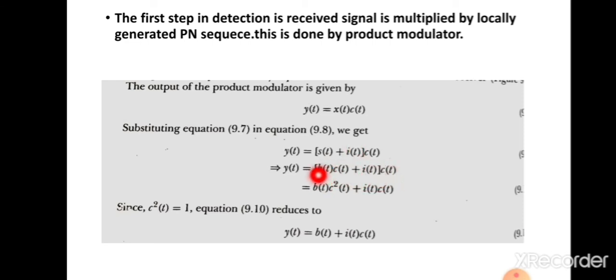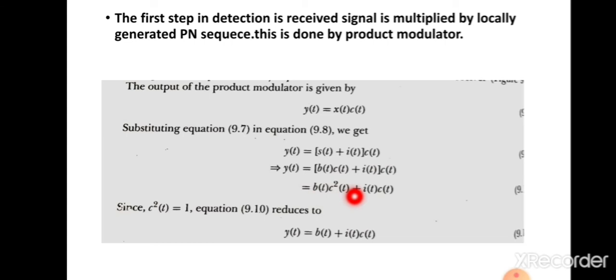If we multiply into the bracket, it will be equal to b of t into c square of t plus i of t into c of t. And here there is a term c square of t. Actually, what is c of t? c of t is a PN sequence and its amplitude is plus 1, minus 1, plus 1, minus 1. So what will be c square of t? It is always plus 1, plus 1, plus 1, plus 1. So its value will be 1, right?